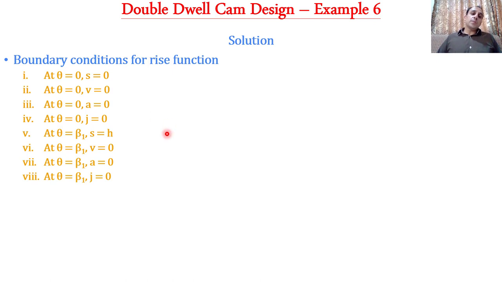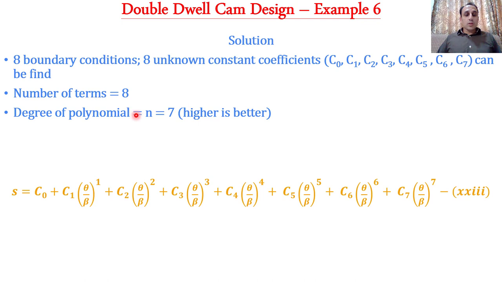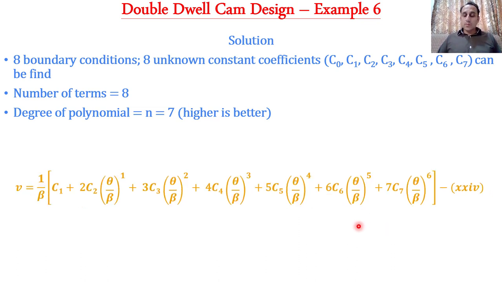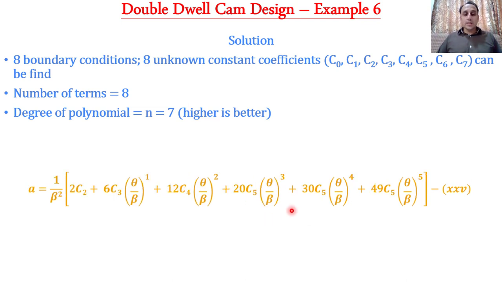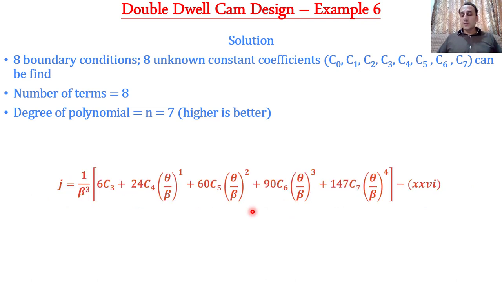The boundary conditions will be more or less the same for the fall function as well. So now we can use a polynomial of degree 7. So this is the polynomial for the displacement function. We will take the derivative of this to get the velocity function. We will take the derivative of this with respect to theta to get the acceleration function, and we will take the derivative of this acceleration function with respect to theta to get the jerk function.